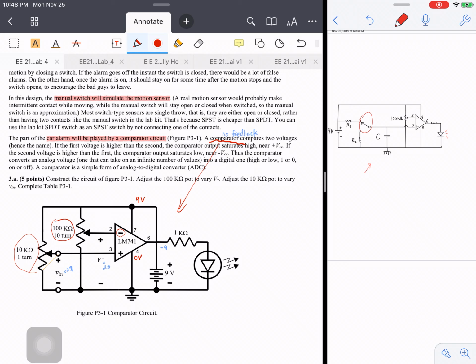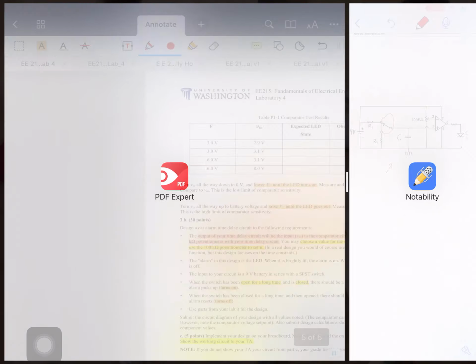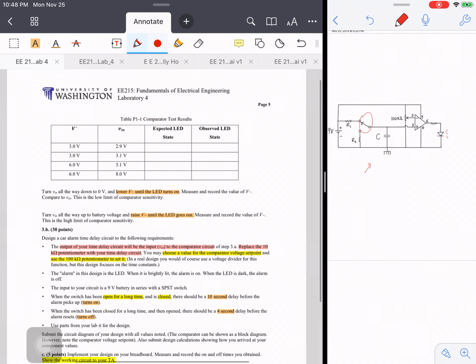Why is this called a comparator? Because there is no feedback, and therefore this is not used as an amplifier. So now you have to fill out the first table. The first table asks you if V minus is 3 volts and V in is 2.9 volts, what is the LED state? So we can do 1, and then you know how to do it.